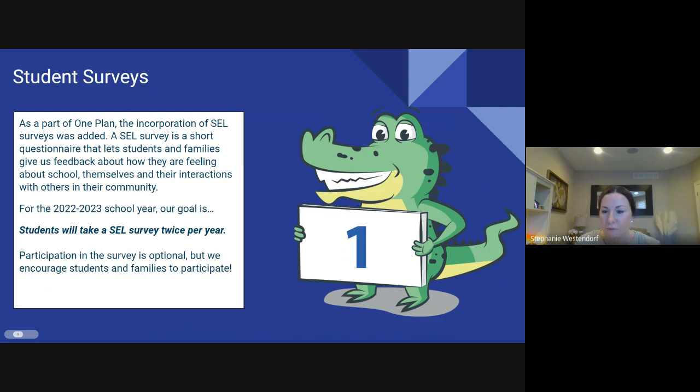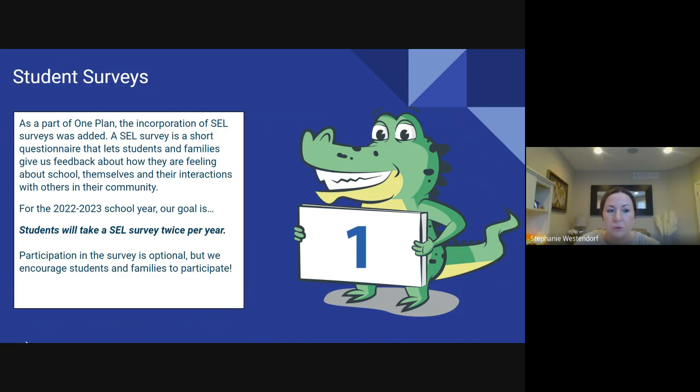So as part of One Plan, the district identified this as a need for our district, and we created our Safe and Healthy Schools goal, which has those 2 strategies, SEL and PBIS. But for SEL, our goal for this school year for 22-23 was to have students take an SEL survey twice per year. So these are screener surveys that students will complete that will let us know what their needs for SEL are, like what social emotional skills they need to personally develop.